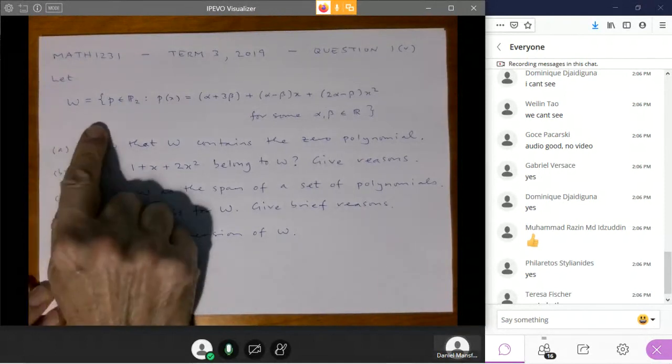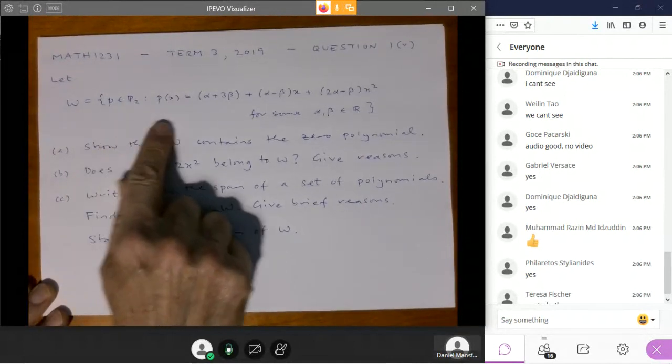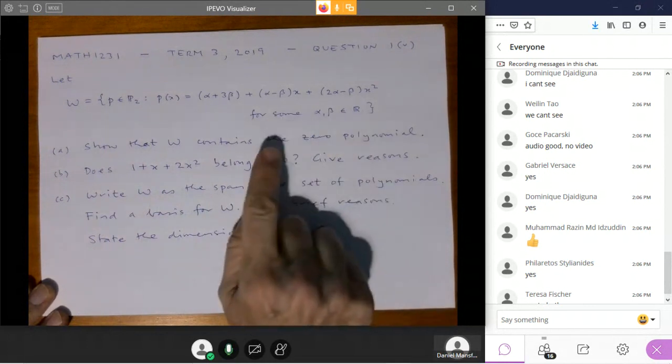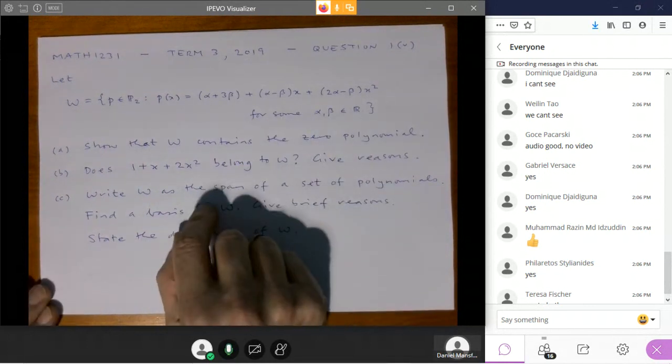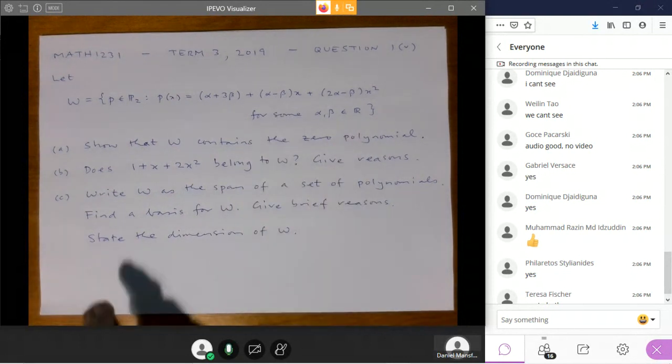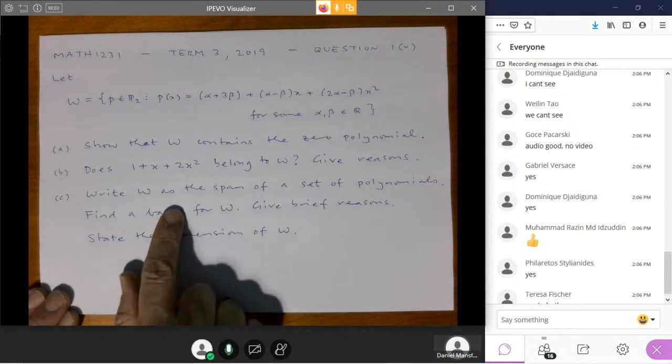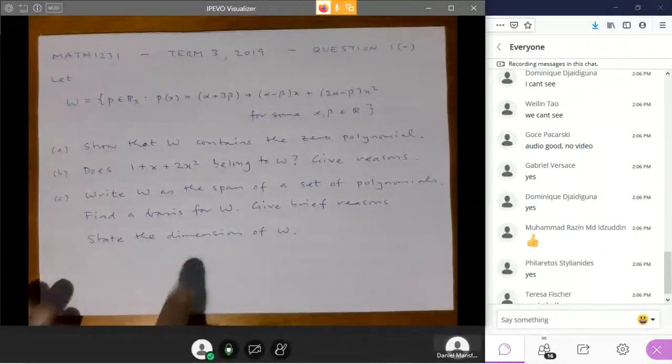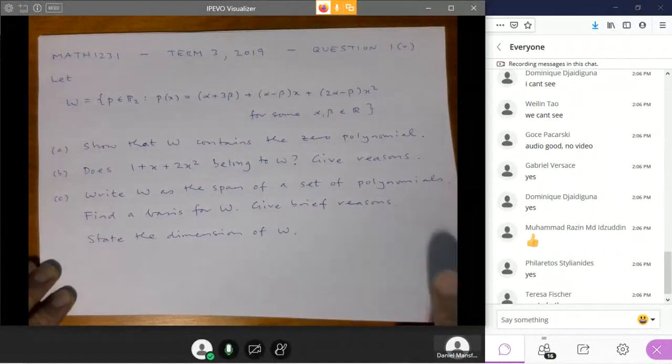You're given a set W, a set of polynomials in P2, defined by this equation. I've slightly changed some of the questions to word them a bit better. So this is an expression for some alpha, beta in R. We have to show that W contains the zero polynomial. Does this polynomial belong to W? Give reasons. And then something to do with writing W as the span of polynomials, and find a basis and dimension. Okay, so let's have a look at a few of these.